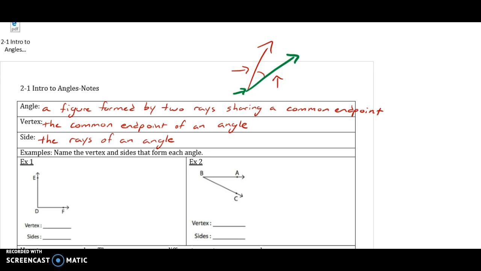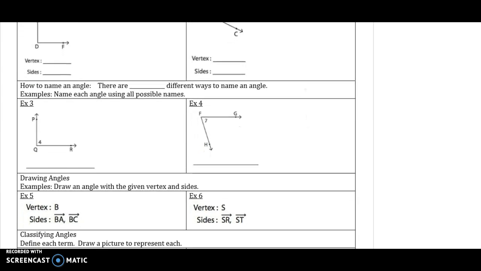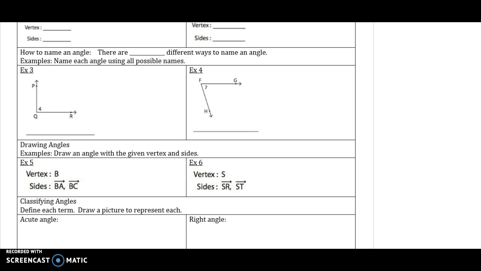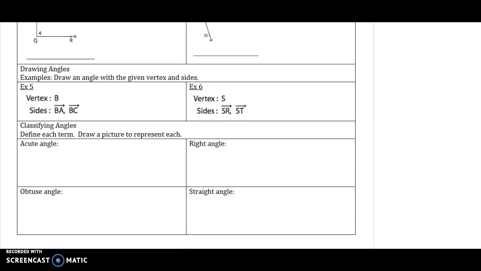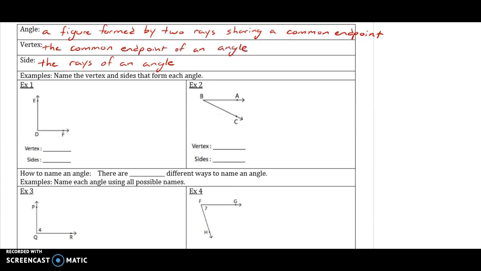So the whole goal of this section is to be able to name the parts, name an angle, draw an angle given a name, and to classify angles. So examples 1 and 2 say to name the vertex and sides that form each angle. Remember, the vertex is the corner, it's where the two rays meet. So in this one here, it's D. The vertex is D.